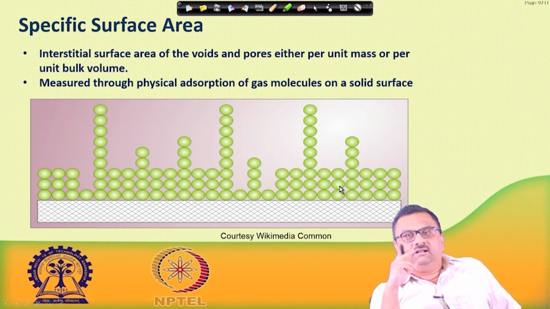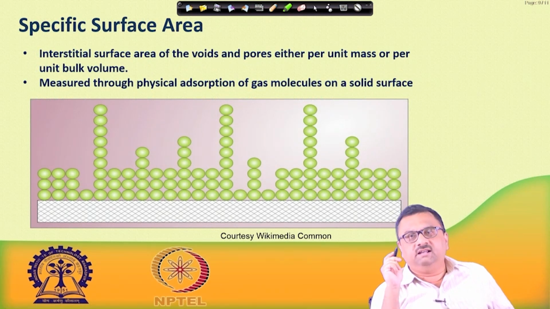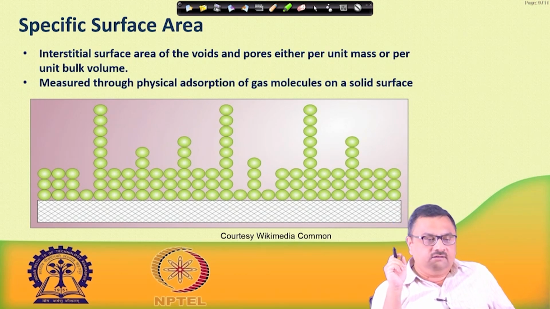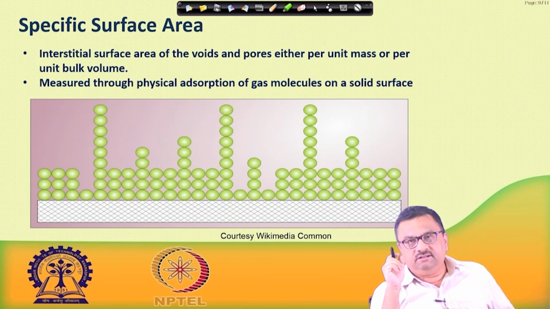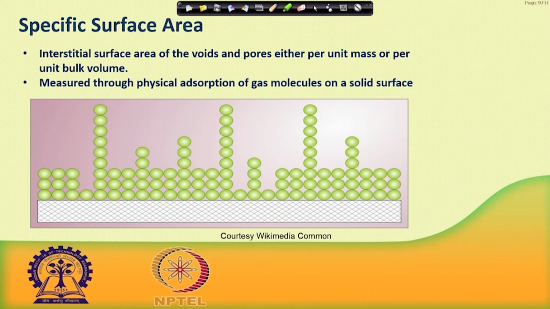There is this other, the last point that we must note here, which is the specific surface area. How much surface area is there inside a porous medium? Generally a nitrogen adsorption desorption experiment is performed for this purpose. So, the interstitial surface area of voids and pores, either per unit mass or per unit bulk volume, can be measured.